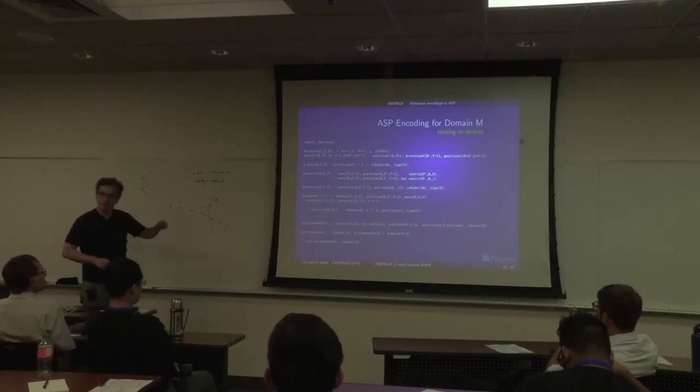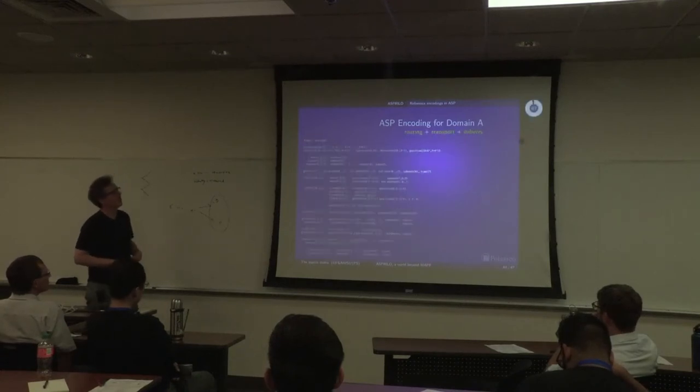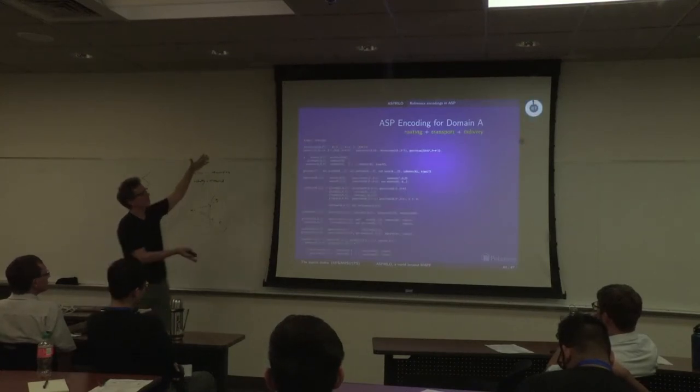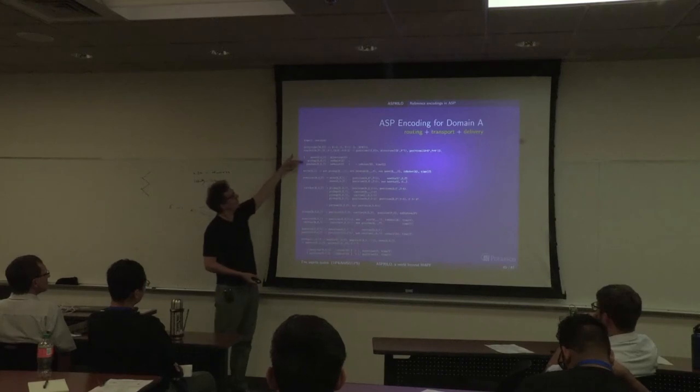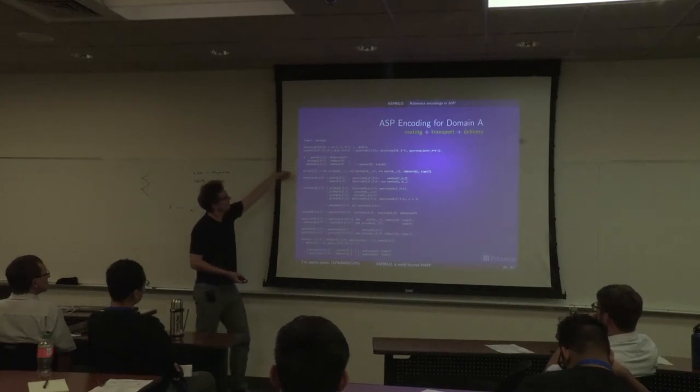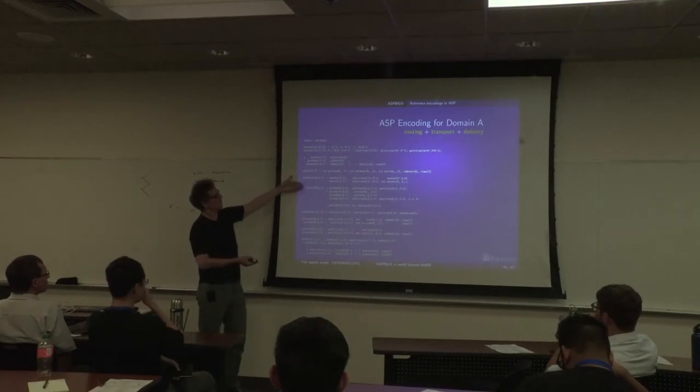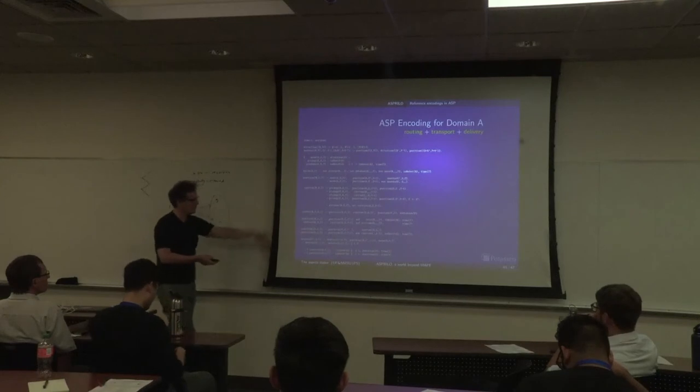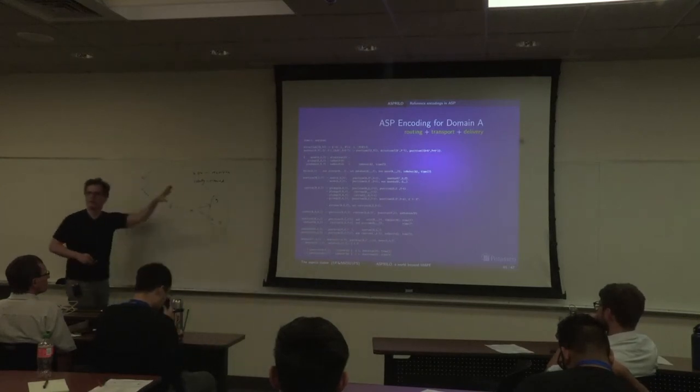Now, if you solve a whole scenario with everything, with routing, transport, and delivery, this is more or less the thing. So you have to add these other actions, pick up and put down, and then you have to say what it means that the robot picks something up, puts something down, serves something, et cetera, et cetera. And that's also the goal situation, right? This is more or less the ASP encoding for that.